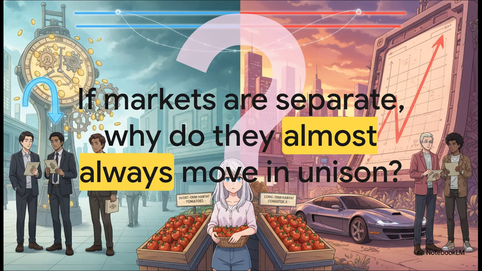And so, this leaves us with our final, really provocative question. If these markets are truly as separate as tomatoes and cars, why on earth do their prices almost always move in lockstep? This single observation suggests there has to be a much stronger connection between them than either of these theories can really explain. And that, well, that opens the door for a whole new set of clues.